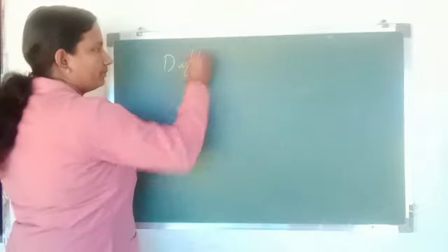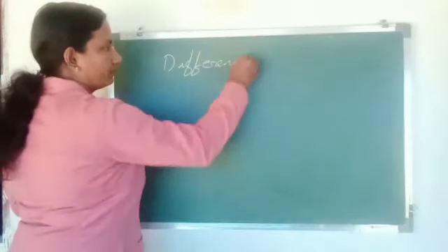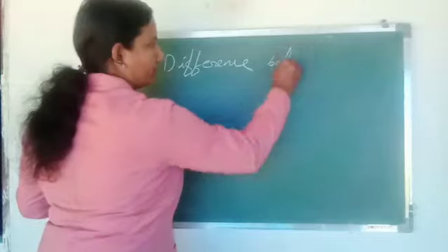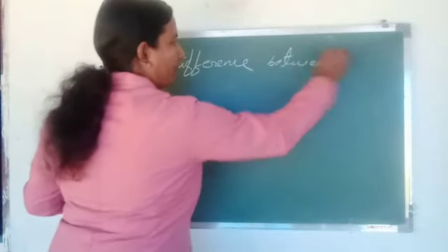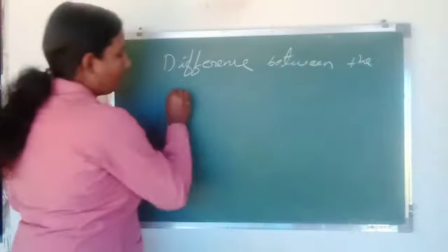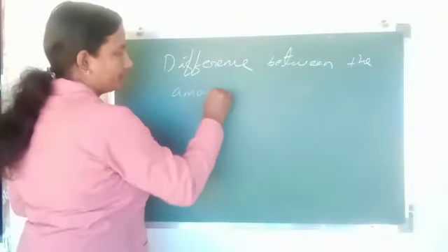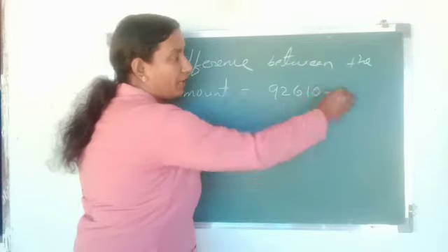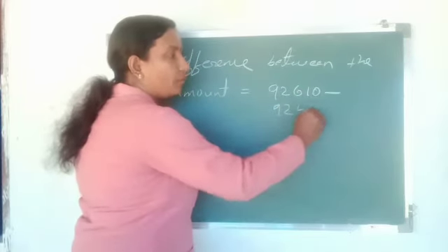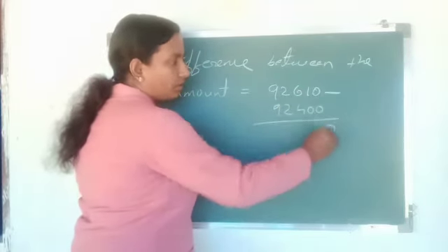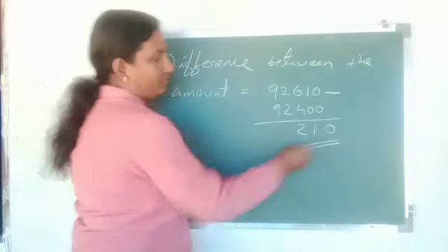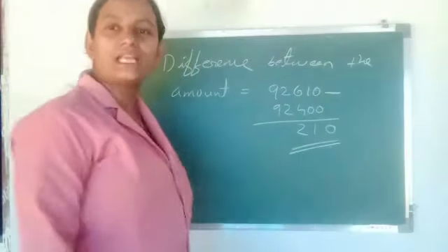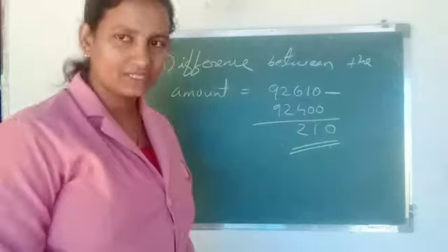Then we need to find the difference between the amounts. The difference between the amounts is equal to 92,610 minus 92,400. So the difference between the amounts is 210 rupees.